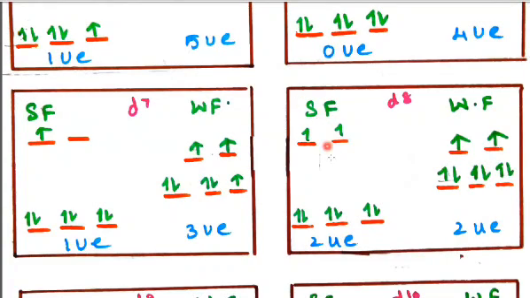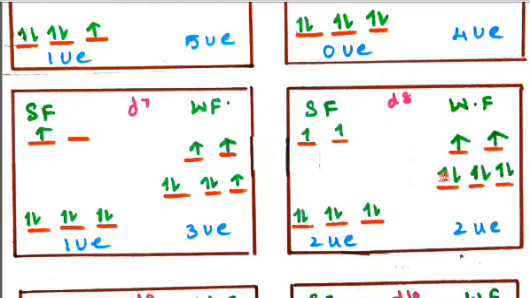Strong field ligand, the energy gap is large. So electron filling in 1, 2, 3. Immediately pairing takes place in strong field. 4, 5, 6. After that 7 and 8. So here 2 unpaired electrons.